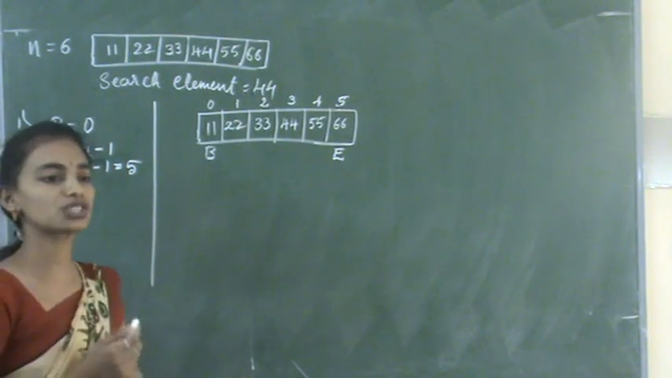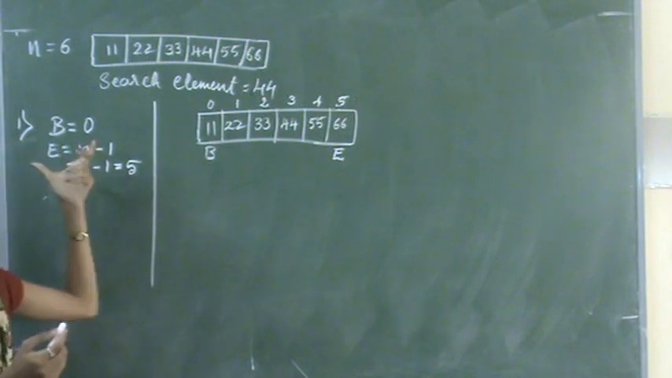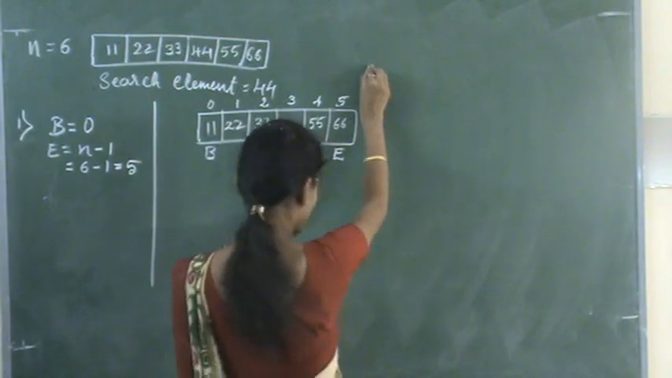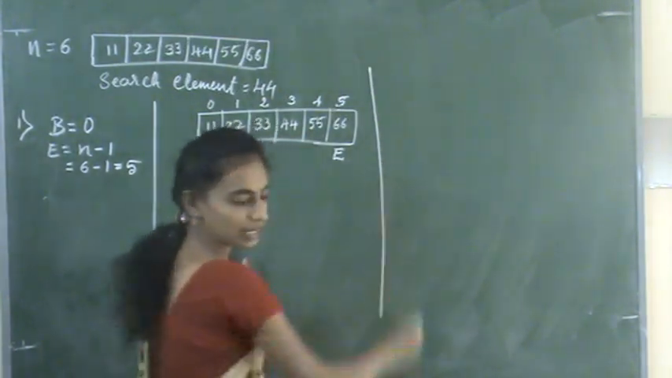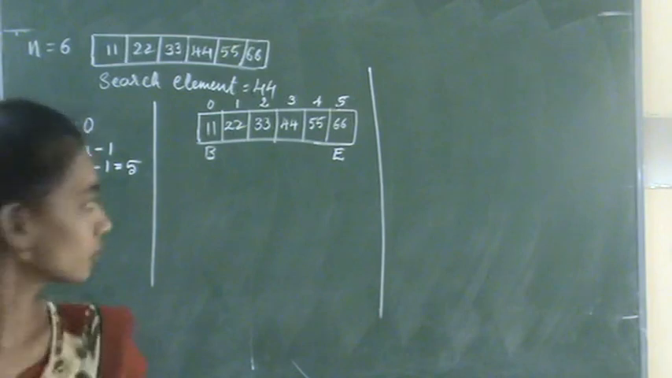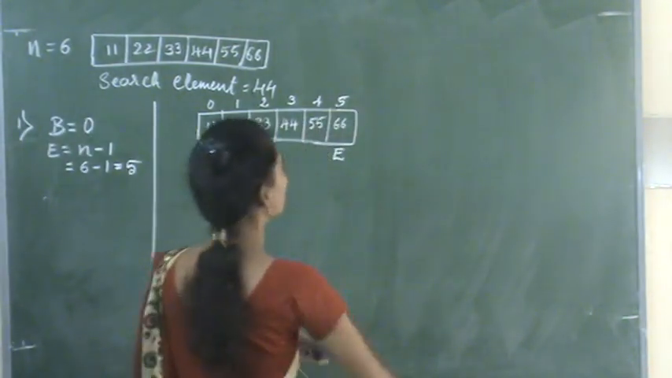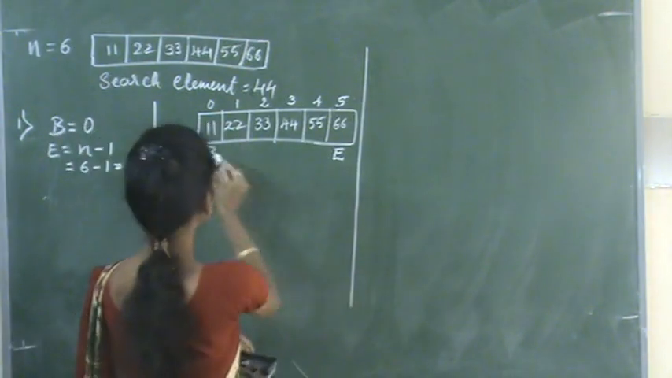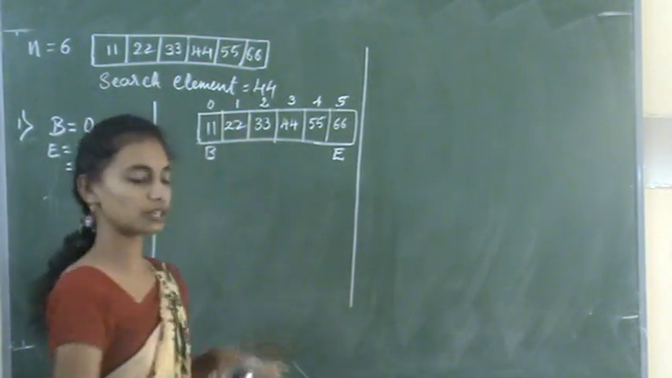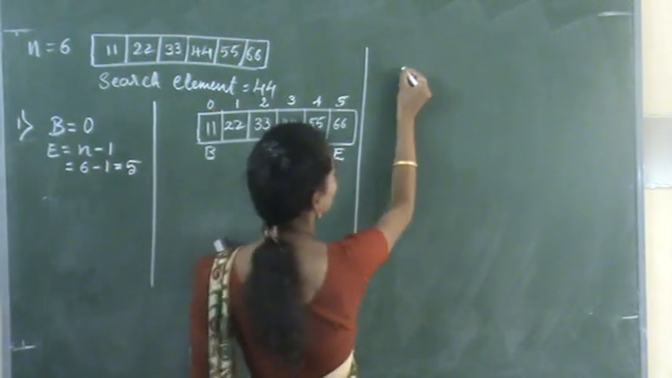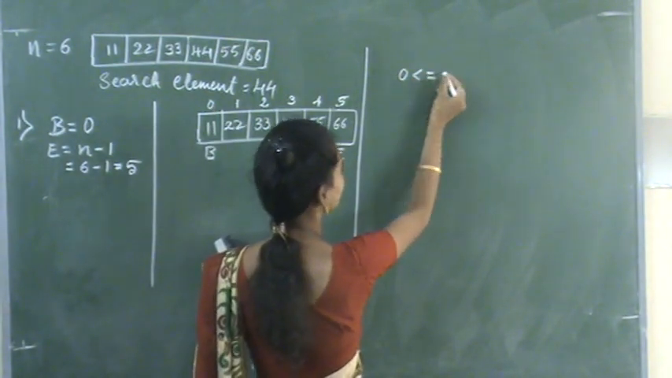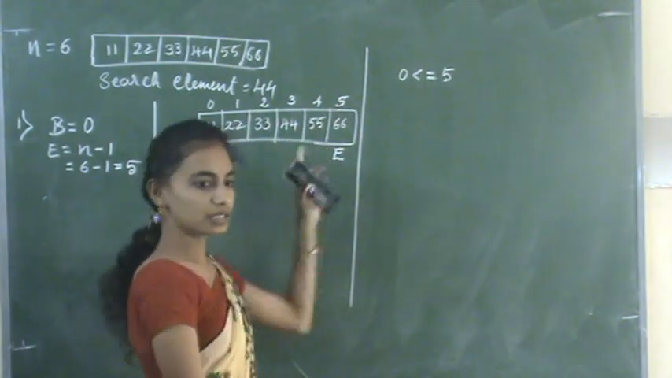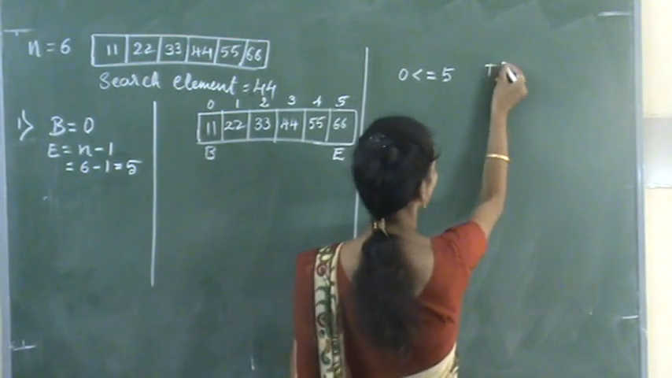After that we need to check whether the array is present or not, right? For that we have a condition: while beginning is less than or equal to end. The beginning index is 0, so 0 is less than or equal to the ending index 5. 0 is less than 5, so this is true.